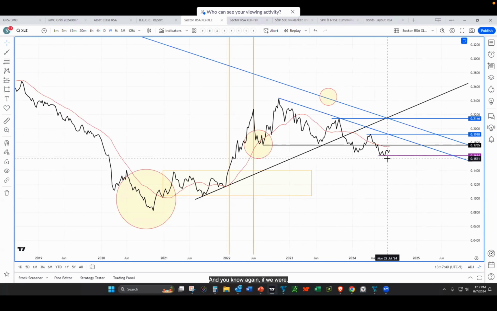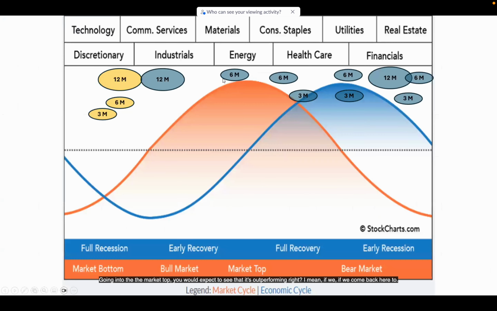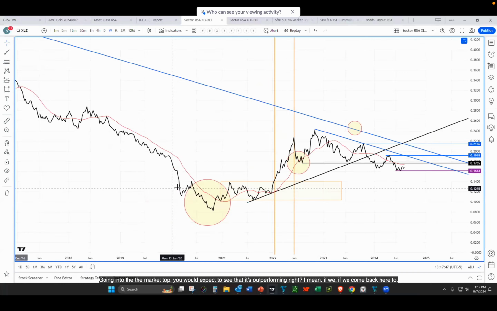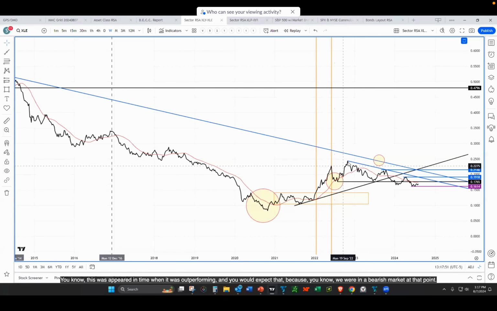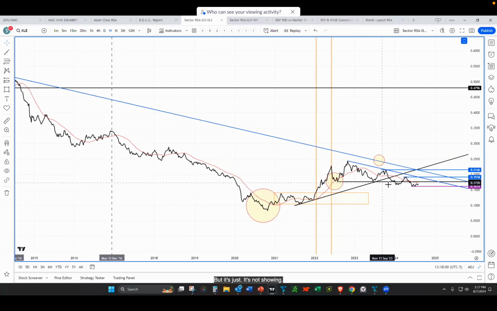And again, if we were going into the market top, you would expect to see that it's outperforming, right? I mean, if we come back here to like 2022, this was a period in time when it was outperforming, and you would expect that because we were in a bearish market at that point. But it's not showing those signs right now.